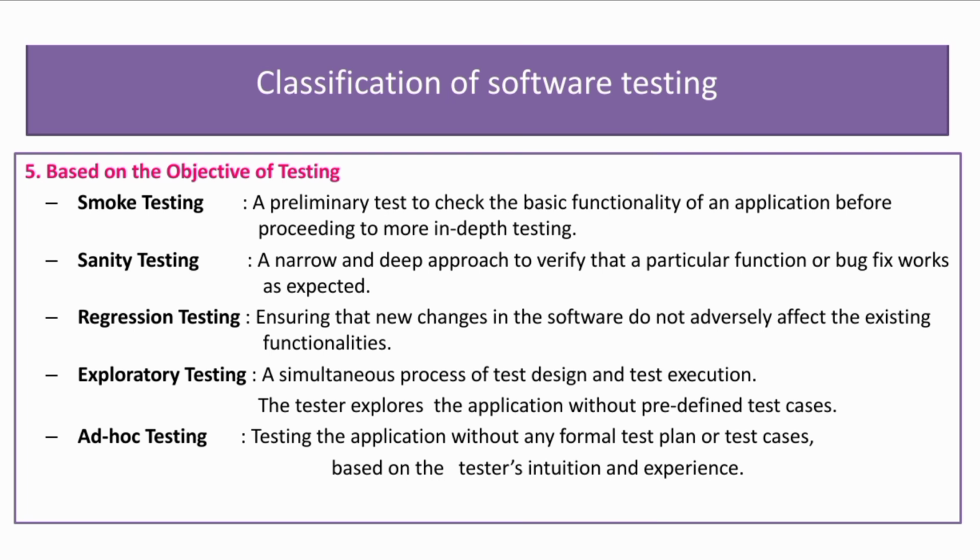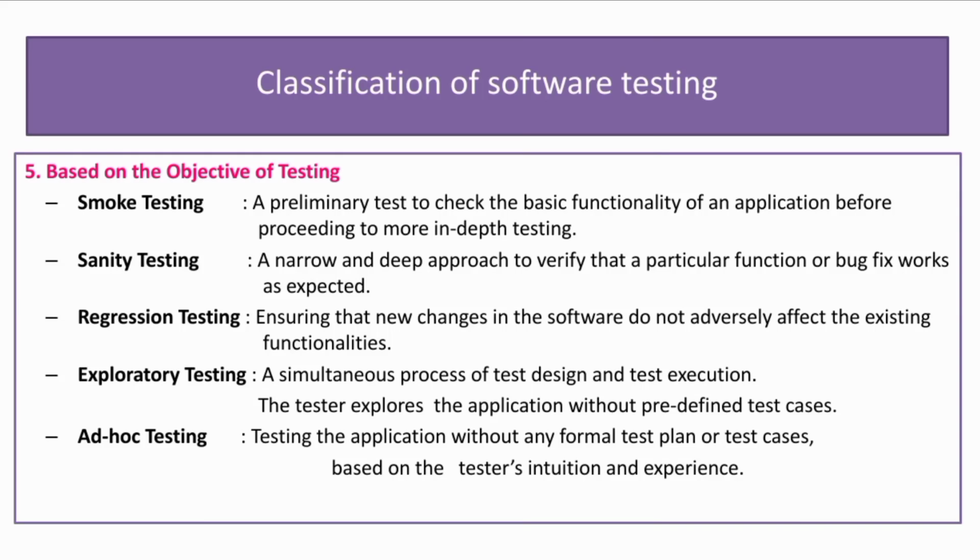Similarly, sanity testing. Once the bug is identified, that will be informed to the developer. The developer will fix the bug. Then again it is going for testing. Before going to the retesting, we test whether the new version of the software is suitable for further in-depth testing. That testing is called sanity testing.